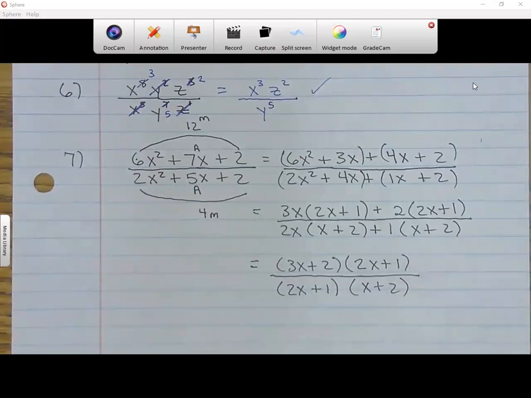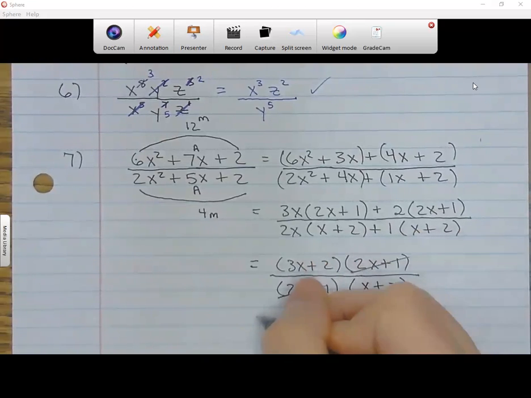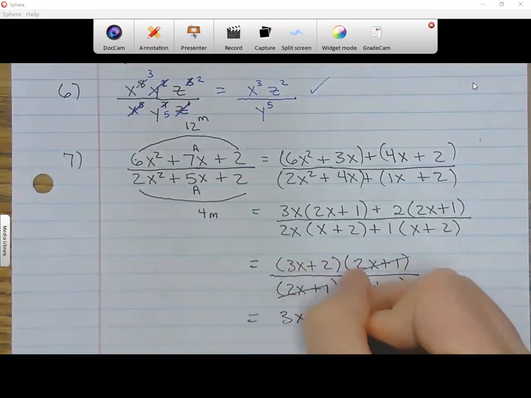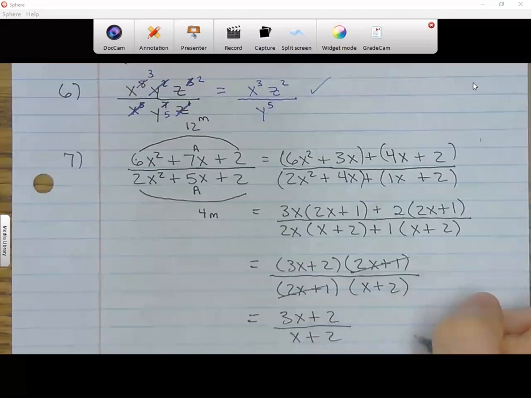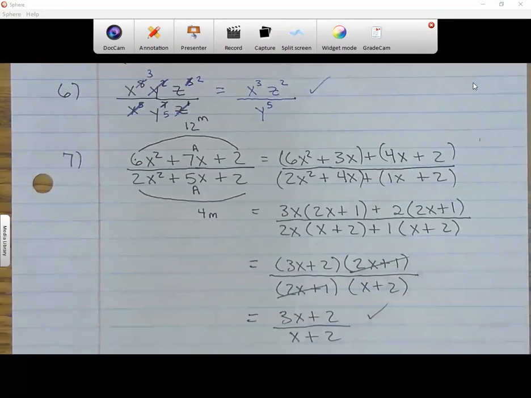Now I just think what's on the top, what's on the bottom, that's the same. The 2x plus 1s, right? So I can cross those out. And what am I left with at the top? The 3x plus 2. What am I left with at the bottom? Just an x plus 2. And I'm done. There's nothing else I can do.